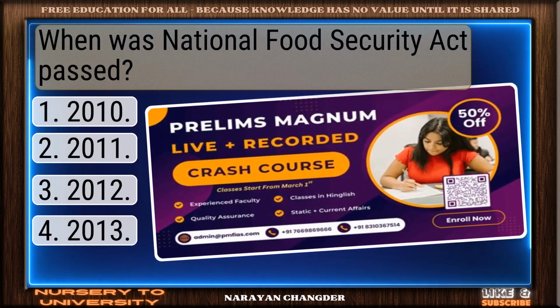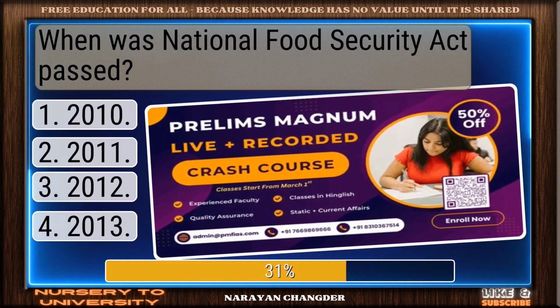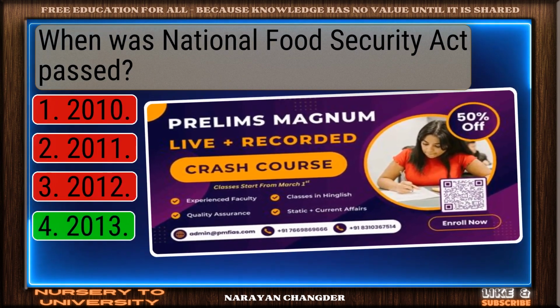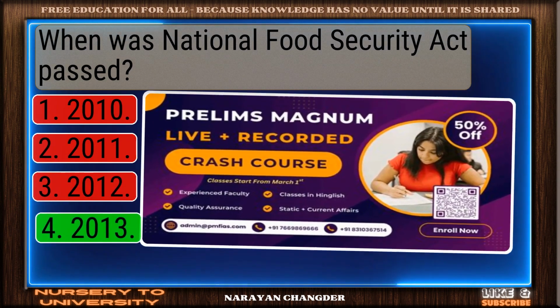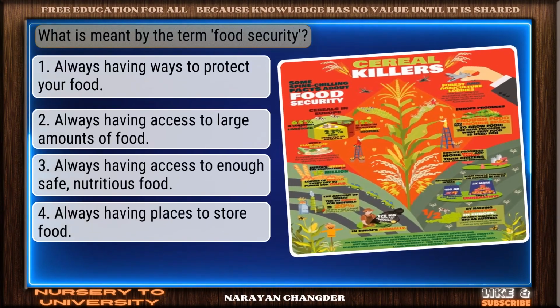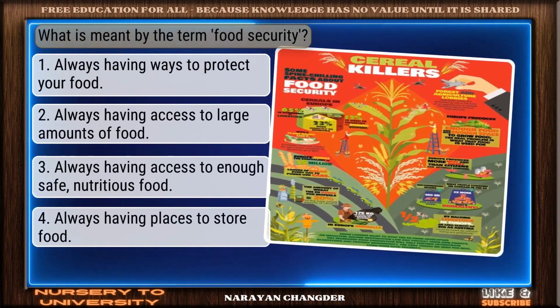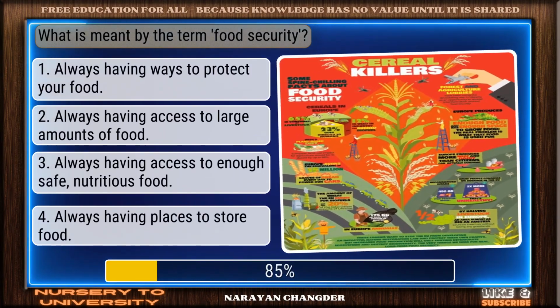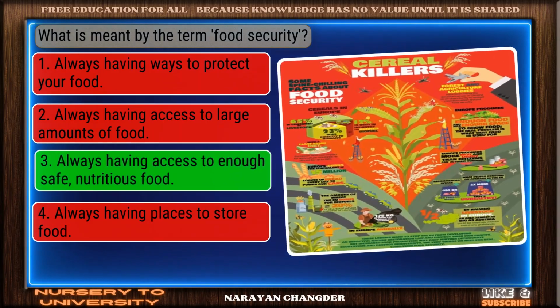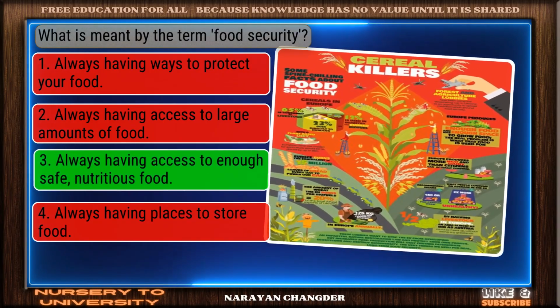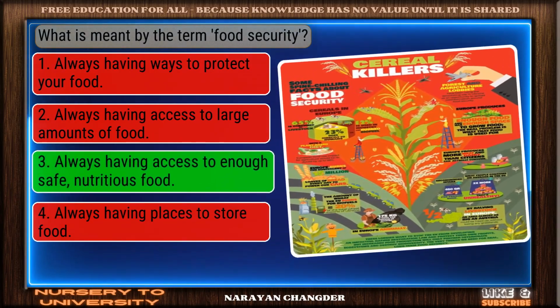When was the National Food Security Act passed? Correct. 2013 is the right answer. What is meant by the term food security? Smart move. Always having access to enough safe, nutritious food is an accurate answer.